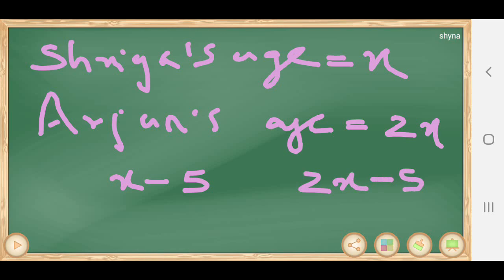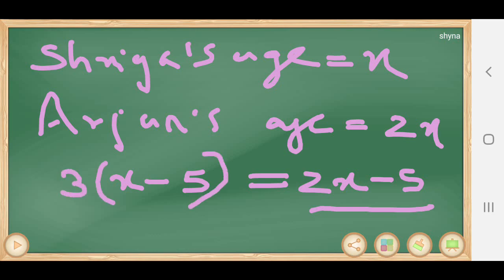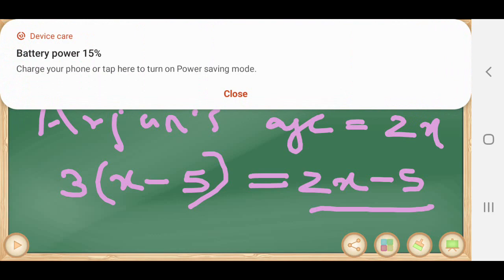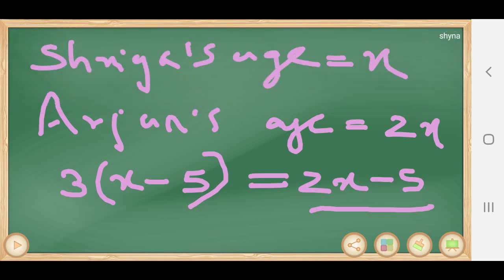5 years ago, Arjun's age was 3 times Riya's age. So 5 years ago his age, 2x minus 5, is equal to 3 times her age. Her age before 5 years is x minus 5. So we can write 3 into x minus 5 equal to 2x minus 5.